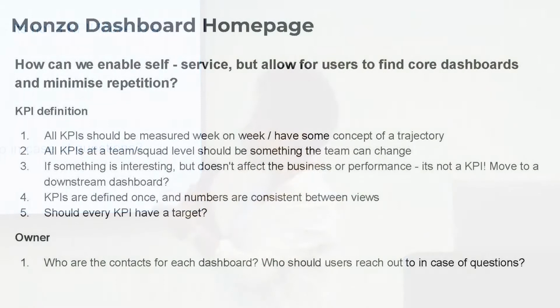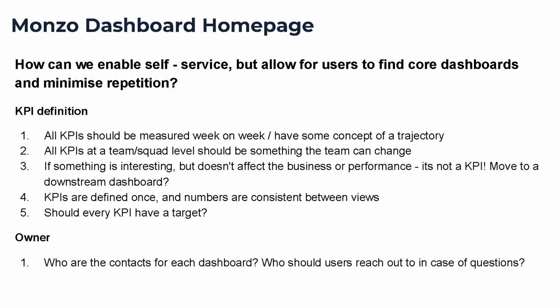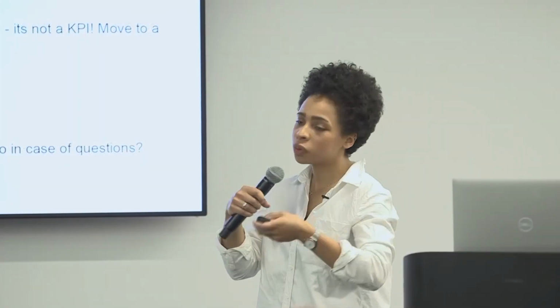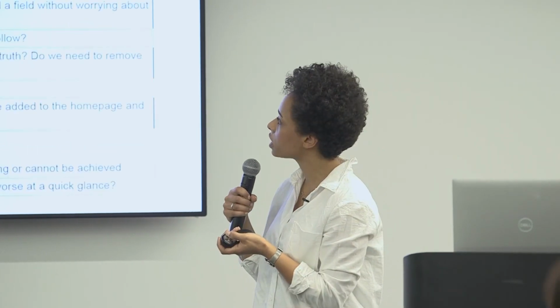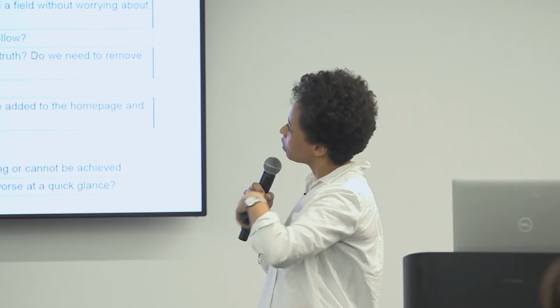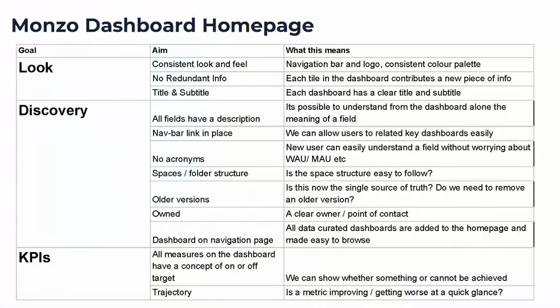So some thoughts that we put together around, okay, KPIs should be measured week on week or have some concept of trajectory. It should be something that the team can change or drive action from. And each dashboard should have an owner, so who do you contact if you have questions? So we kind of pooled all of our ideas together about how to improve our current structure. And again, this looks a bit overwhelming, but came up with these aims and what this means.